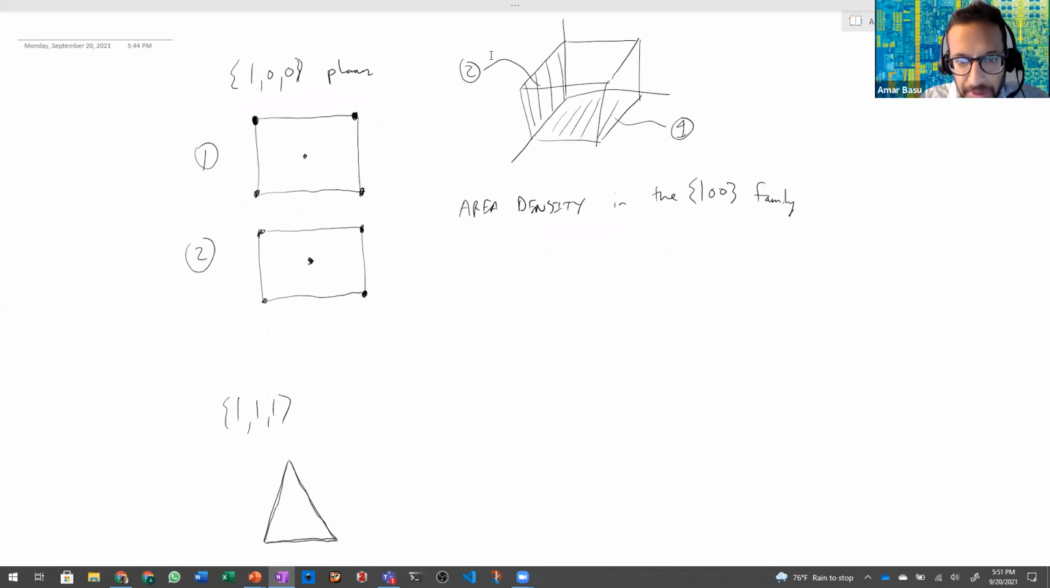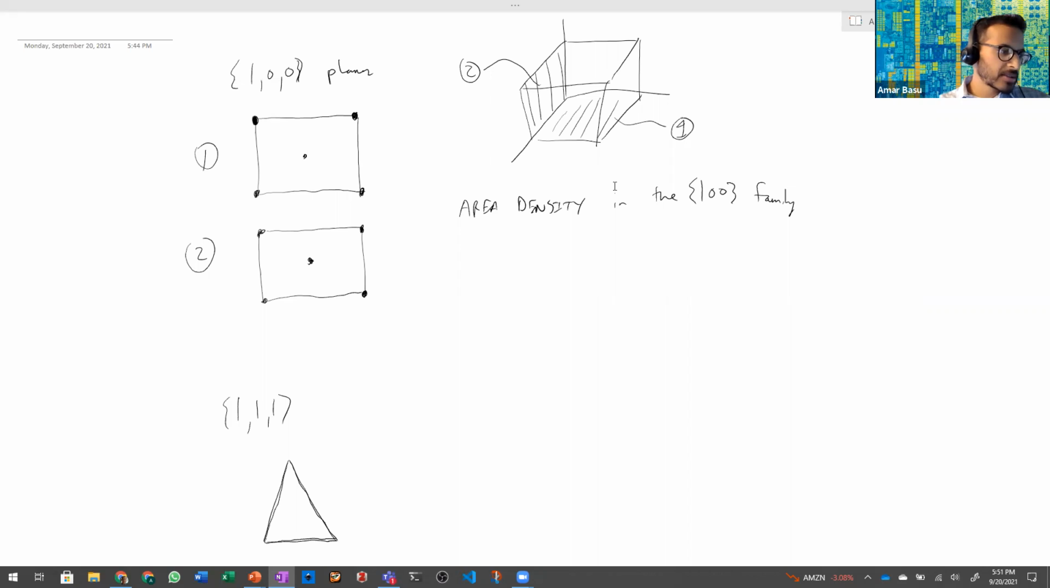Question from Melvin. Would it be accurate to say that the 100 family of planes includes all the faces of the cube? Yes, that is absolutely right. Any face of the cube would be considered part of the 100 family of planes. Thanks for that question. All right, so when we're calculating area density, let's just walk through this real quick as a review from last class.